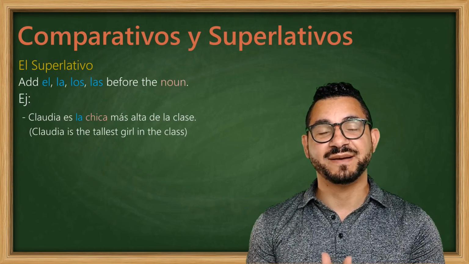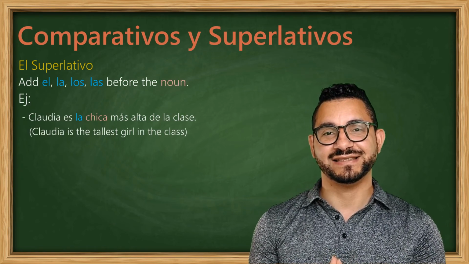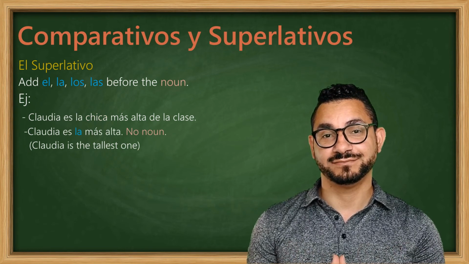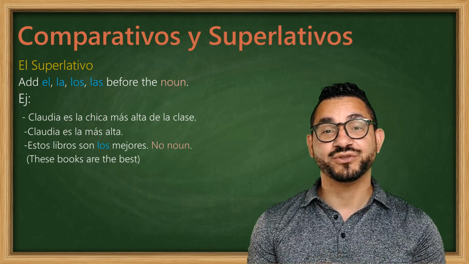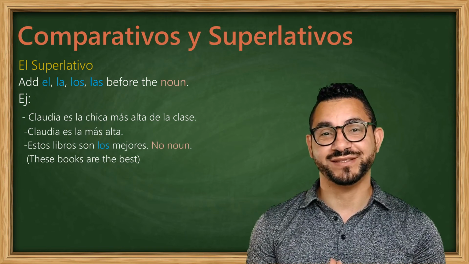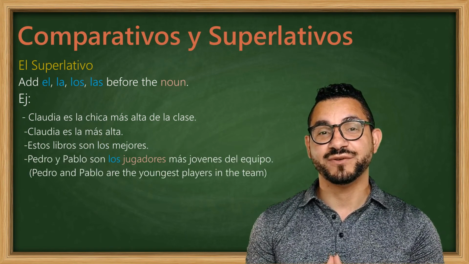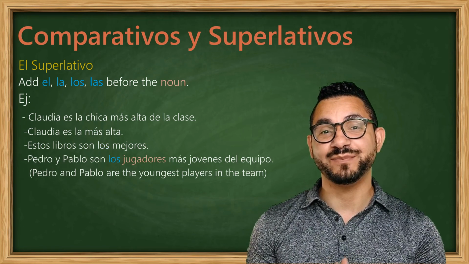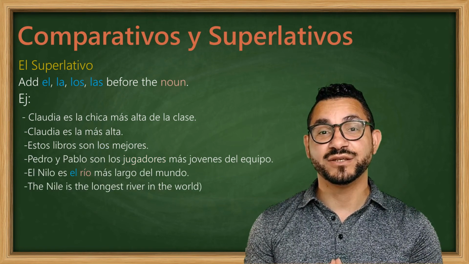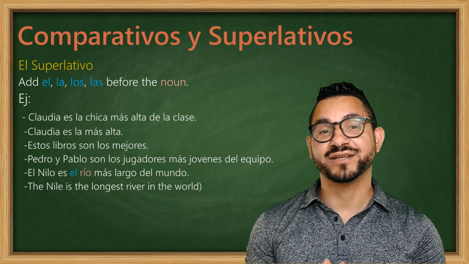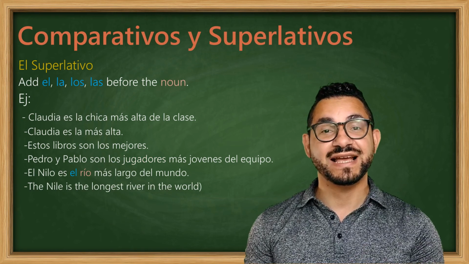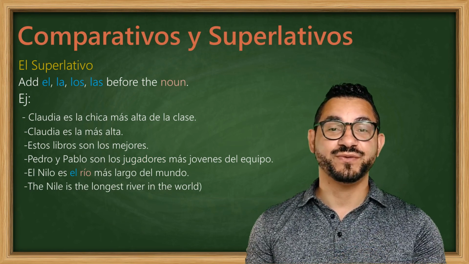Claudia es la chica más alta de la clase. Claudia es la más alta. Estos libros son los mejores. Pedro y Pablo son los jugadores más jóvenes del equipo. El Nilo es el río más largo del mundo. So as you can see, we just added the definite article before the noun.